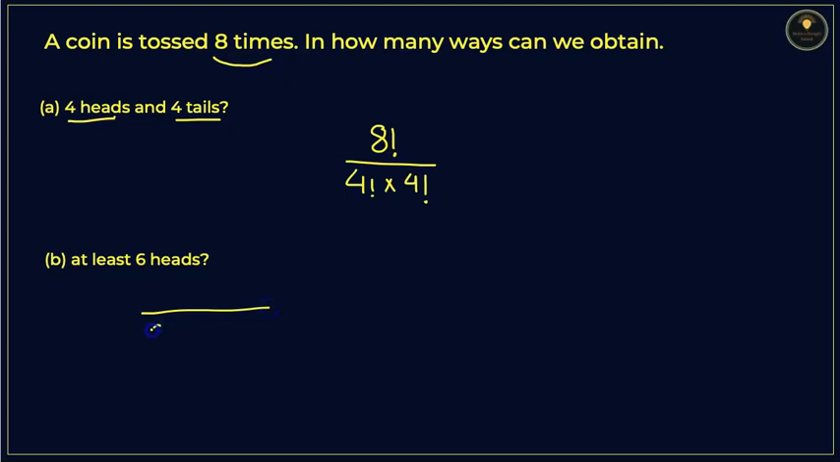Now if you can see the second question, here we want at least 6 heads, which means that I will get 6 heads, then we will get 7 heads, and then we will get 8 heads. And since all are identical, we will take 6 factorial, 7 factorial and 8 factorial. Since the coin is tossed 8 times, we will write 8 factorial, 8 factorial and 8 factorial.